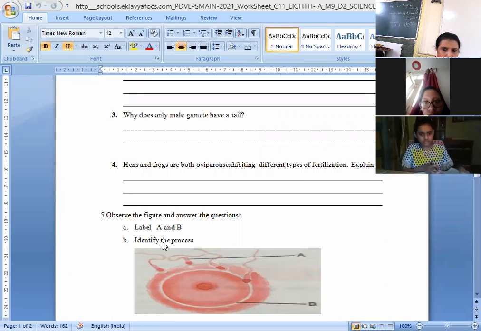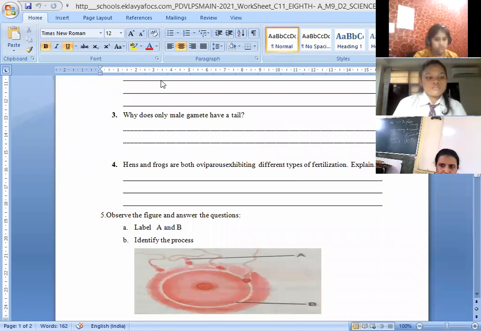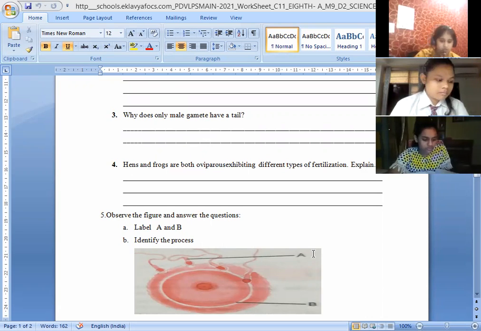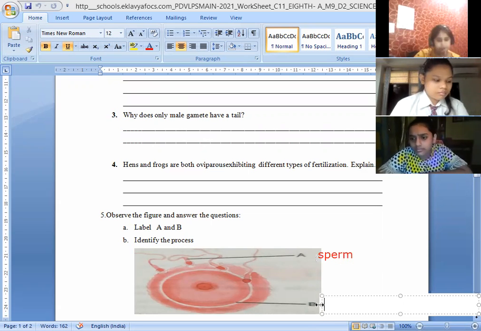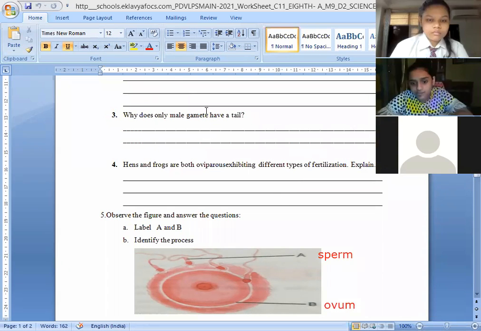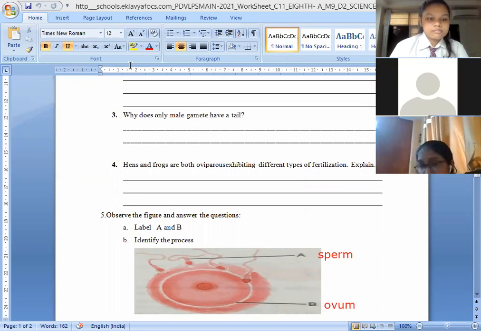Observe the figure and identify A and B parts. Yes, Varuni. What is A part? Ma'am, A part is sperm. Okay. Next, what is B part? Ovum. B part is ovum. Okay. So in this way, children, the question may be there. Whichever diagrams are there in your book, you have to go through these diagrams carefully.